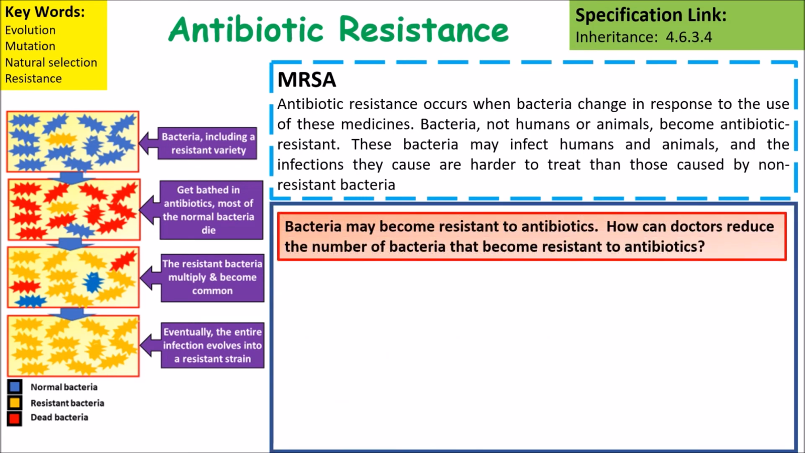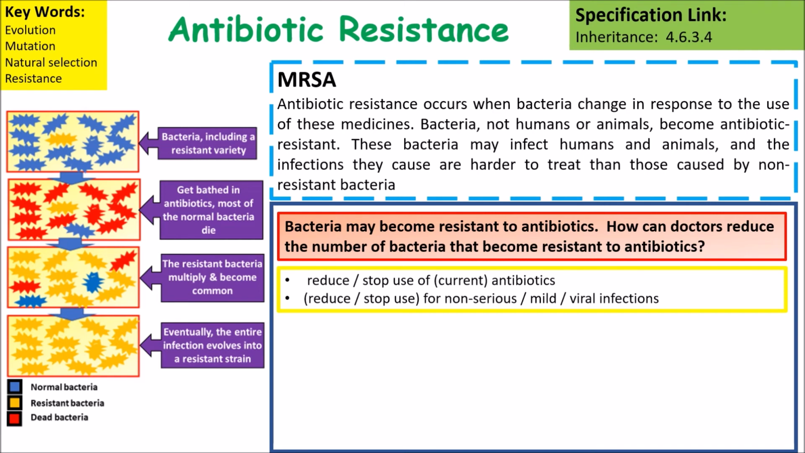If we look at this question: bacteria may become resistant to antibiotics. How can doctors reduce the number of bacteria that become resistant to antibiotics? Some of the things that you might want to include are to reduce the amount of antibiotics that are being used, or not use antibiotics for mild infections, and definitely not for viral infections.